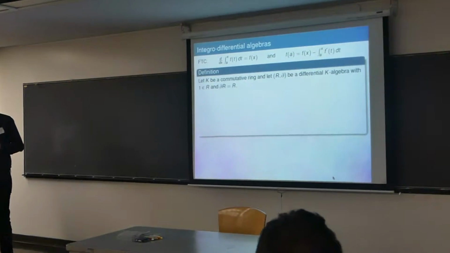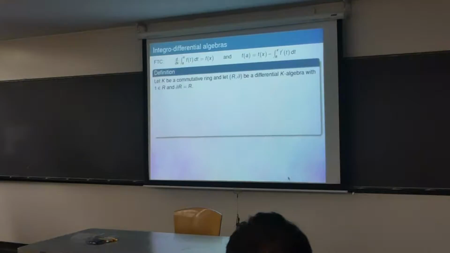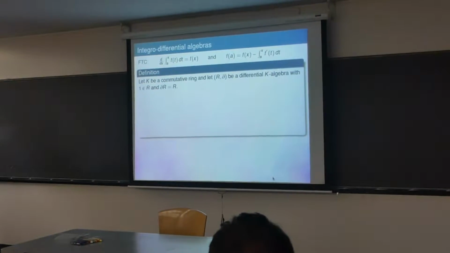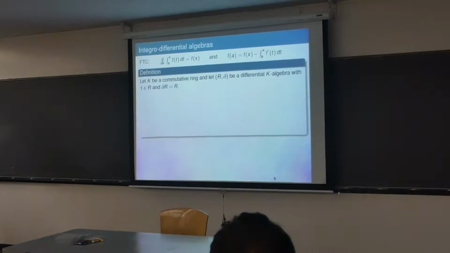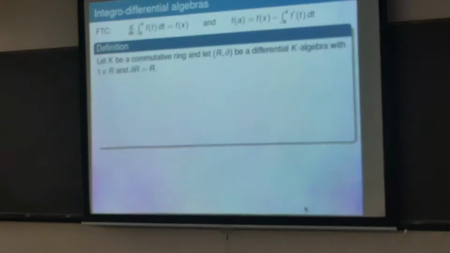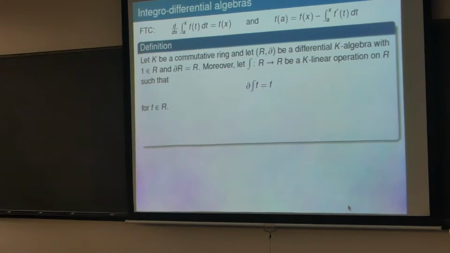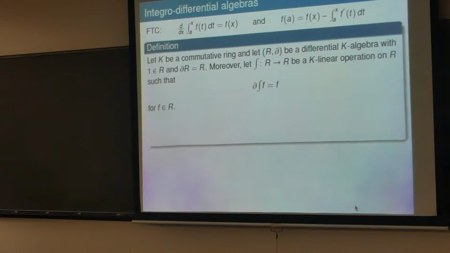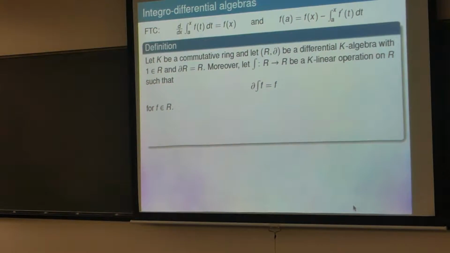So we start with a differential K-algebra over a commutative ring. And of course, we want to be able to integrate everything, so we assume that the derivation is surjective. And then an integral is just a K-linear operation that is the right inverse of the derivation. So first integrate and then differentiate, I get back the identity.